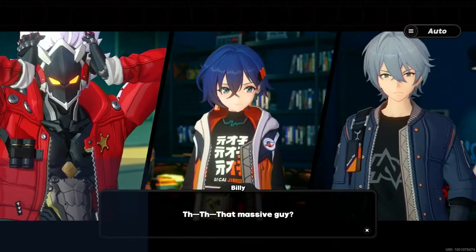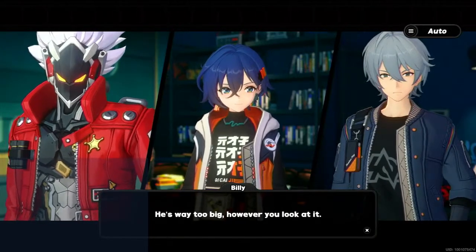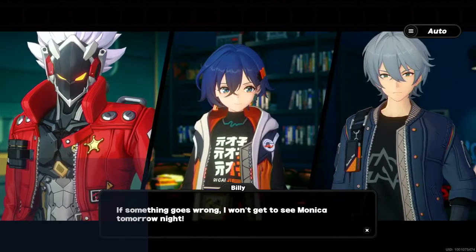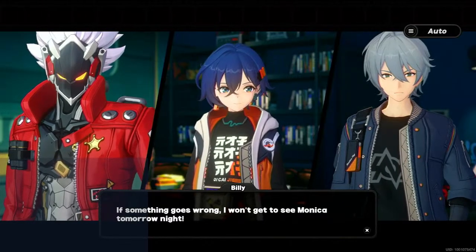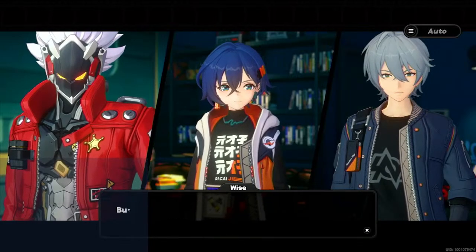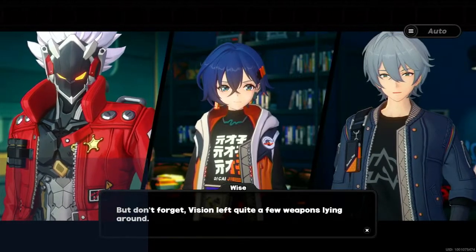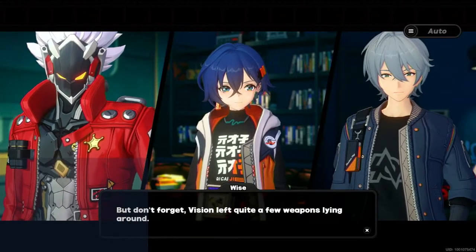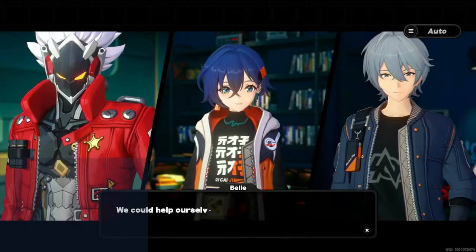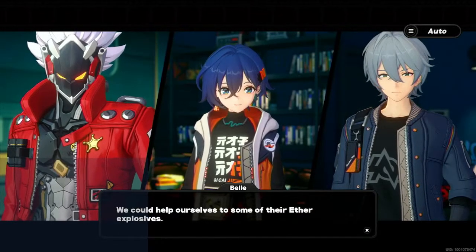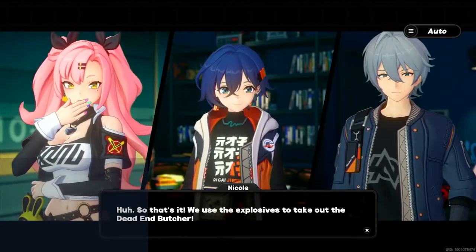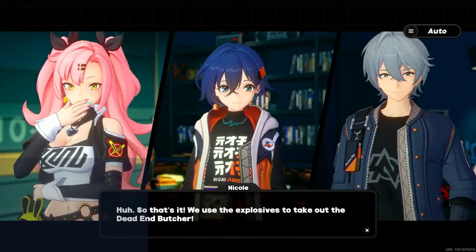That massive guy? He's way too big, however you look at it. If something goes wrong, I won't get to see Monica tomorrow night. We certainly aren't a match for it alone. But don't forget, Vision left quite a few weapons lying around. We could help ourselves to some of their ether explosives. So that's it. We use the explosives to take out the dead-end butcher.